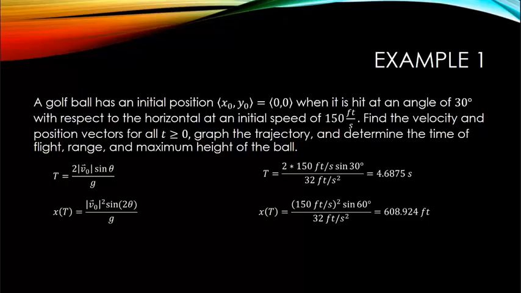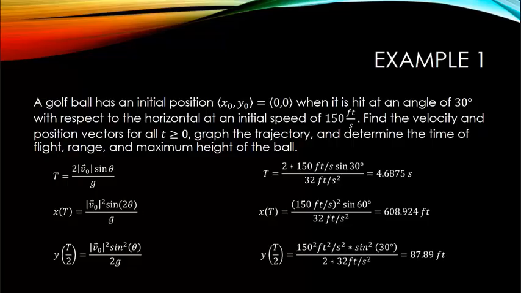Finally, my maximum height is given by y of T over 2, which is given by the magnitude of v naught squared times sine squared of theta divided by 2g, so that my maximum height can be found by computing 150 feet per second squared times the sine of 30 squared over 64 feet per second squared, and that gives me about 87.89 feet for a maximum height.